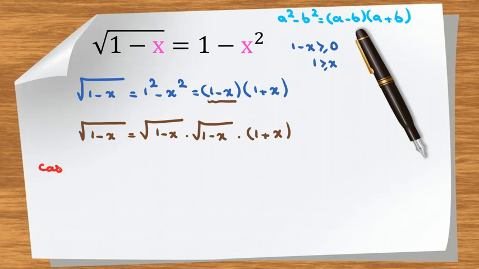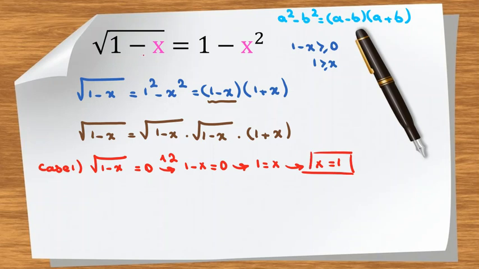So case 1: if square root of 1 minus x equals 0, then we raise both sides to the power of 2. 1 minus x equals 0, then we take x to the right hand side, x equals 1. In the main equation both sides will be 0. So we found one answer of this problem. Now let's analyze case 2.